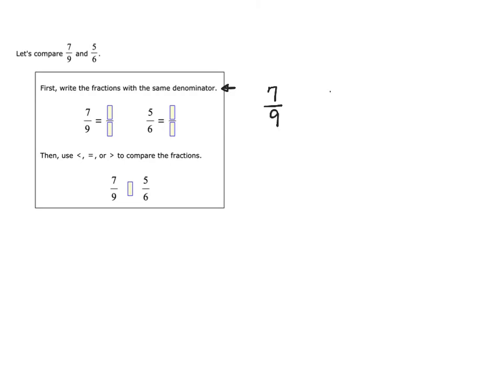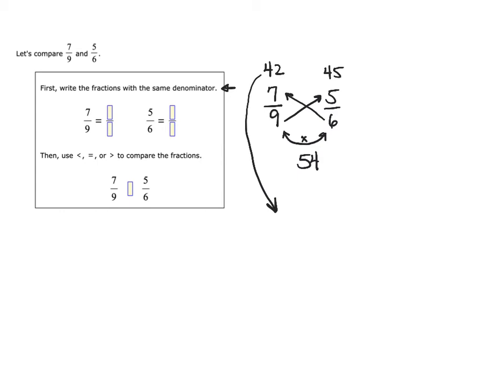So 7/9 and 5/6, we're going to multiply the two denominators together, and that will give us 54 as a common denominator. And then we will cross multiply up to get our new numerators. 6 times 7 is 42, and 9 times 5 is 45.